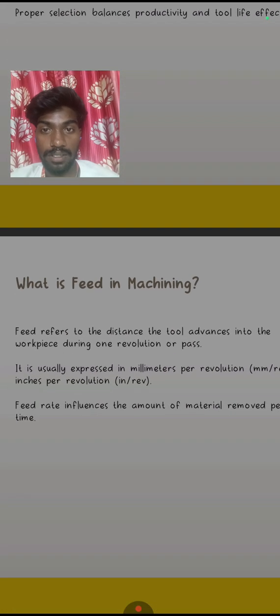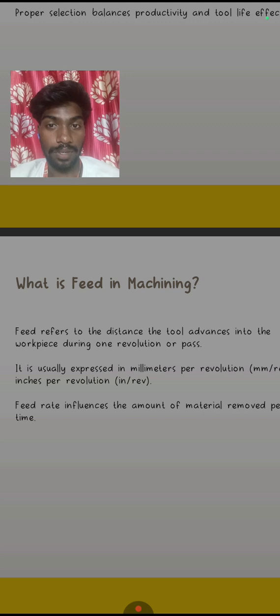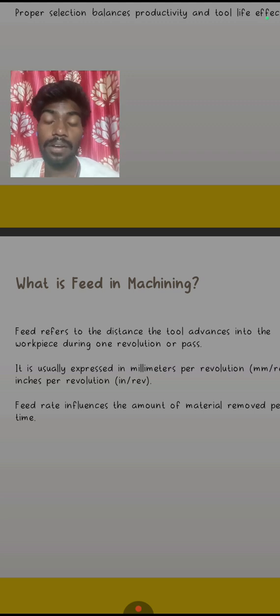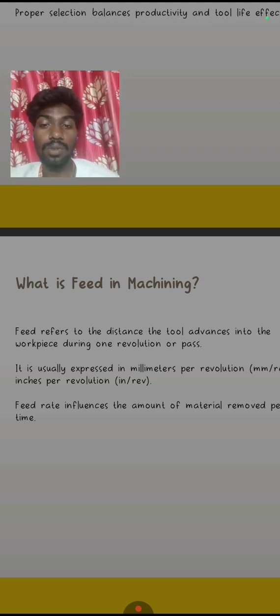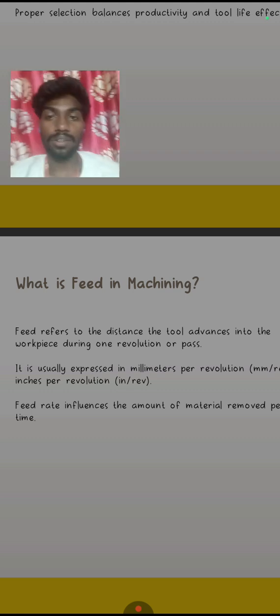What is feed in machining? We have seen the depth of cut and now we will see what feed is. Feed refers to the distance the tool advances in the workpiece during one revolution.